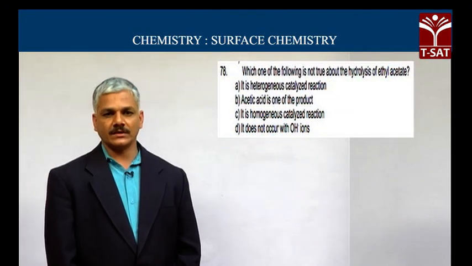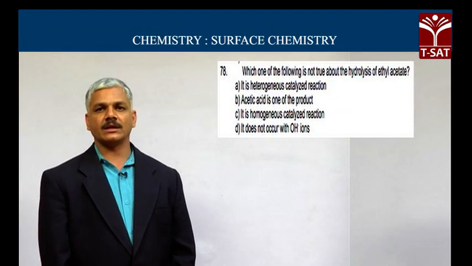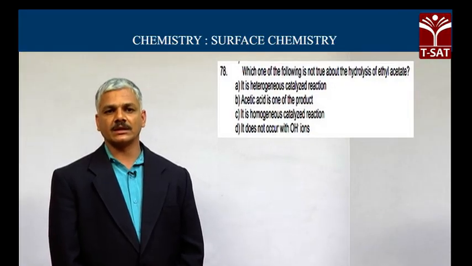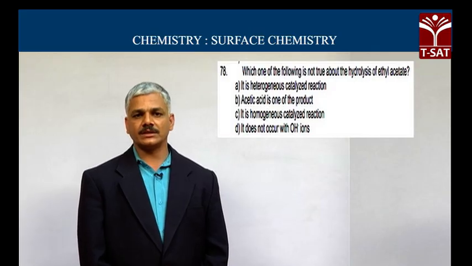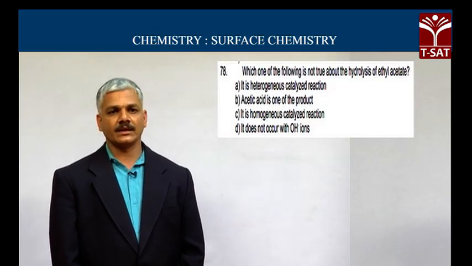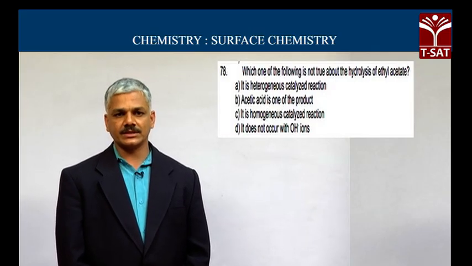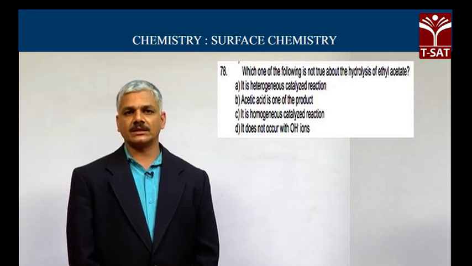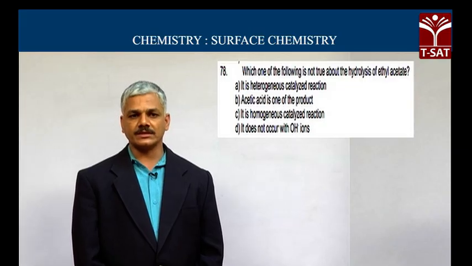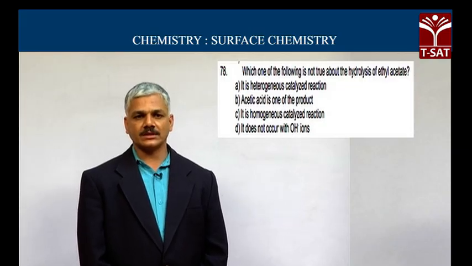78. Which one of the following is not true about the hydrolysis of ethyl acetate? Given options are, it is heterogeneous catalyzed reaction. Acetic acid is one of the product. It is homogeneous catalyzed reaction. It doesn't occur with OH minus ions. Correct option is A.